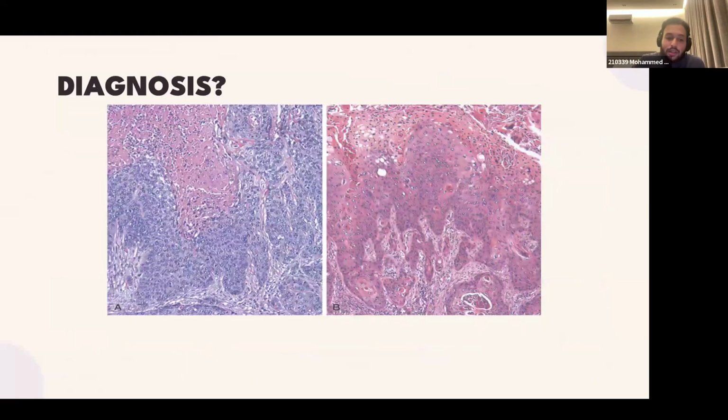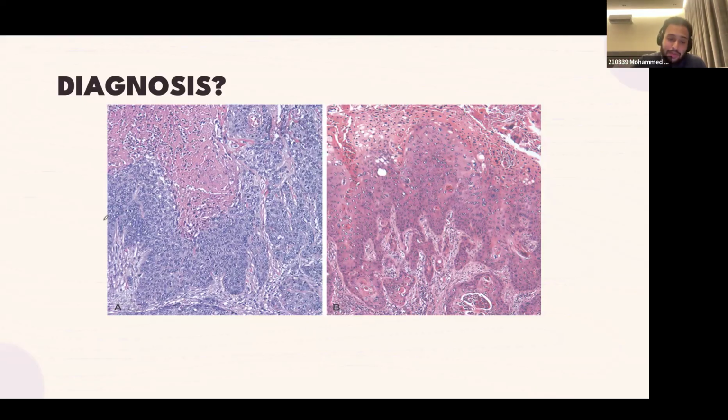Now, how about this patient? What do they have? Invasive vulvar carcinoma. Good. Now, invasive vulvar carcinoma is separated into two types based on HPV related, not HPV related. Then the HPV related is divided into types based on morphology. These two, are they HPV related? Yes or no? Yes.